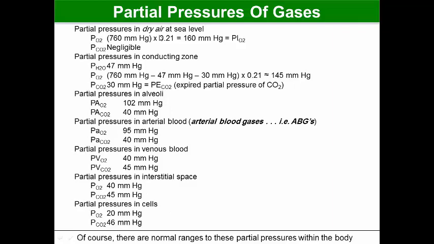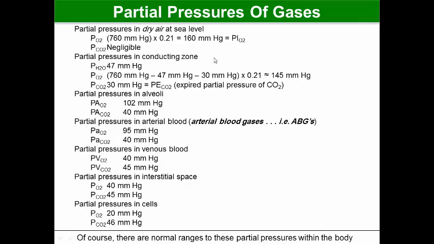We mentioned the partial pressure of oxygen and carbon dioxide in dry air at the sea level. Oxygen, 160 millimeters of mercury. Carbon dioxide, the partial pressure is negligible, almost zero. In the conducting zone of the respiratory tract, now water vapor is added, and the partial pressure of water vapor is now 47 millimeters of mercury.